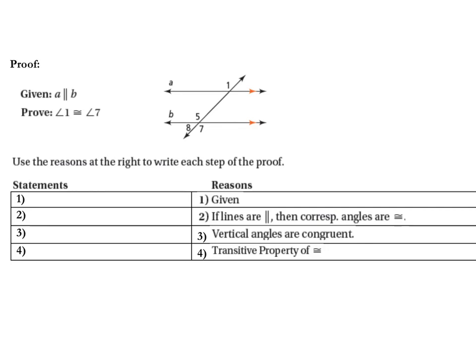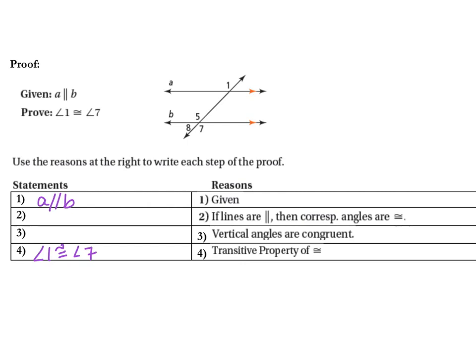And then one last proof, because we love proofs so much. Okay, so given line A is parallel to line B, prove angle 1 and 7 would be congruent. We're basically proving the theorem that says that if parallel lines are cut by a transversal, then alternate exterior angles are congruent. So given A is parallel to B, what are we trying to prove? We're trying to prove angle 1 is congruent to angle 7.